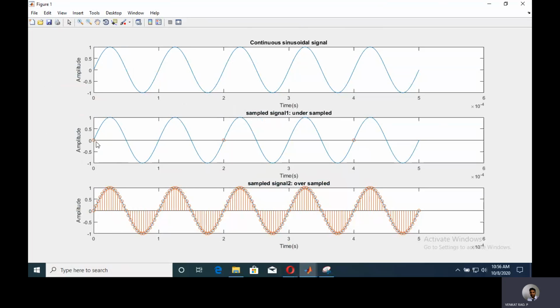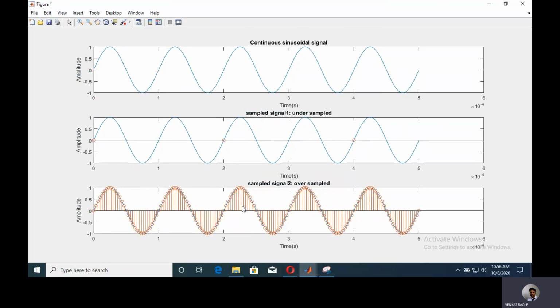We clearly observe that this is the input signal. This is one sample, this is the second sample, this is the third sample. So for this entire input signal, only 3 samples are obtained. That is a very undersampled signal. Similarly, if you observe the oversampled signal, many samples are obtained.